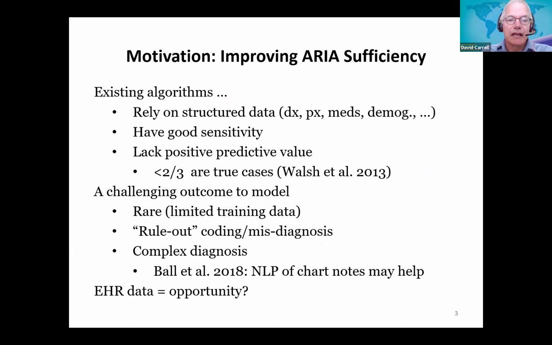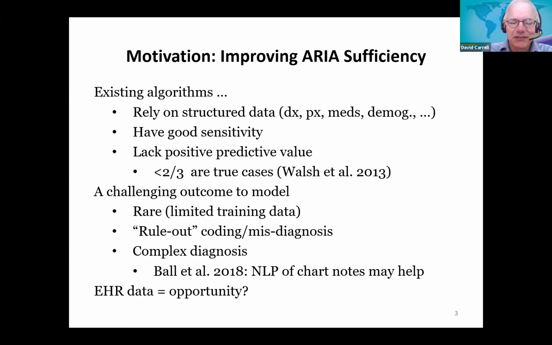And so improving those ARIA capabilities is what motivates this work. In the context of anaphylaxis, which is an important outcome for Sentinel, existing algorithms rely on structured data, they have good sensitivity, but they lack positive predictive value. And this is not surprising given that it's a challenging outcome to model.